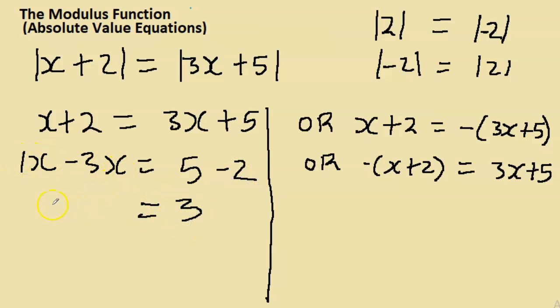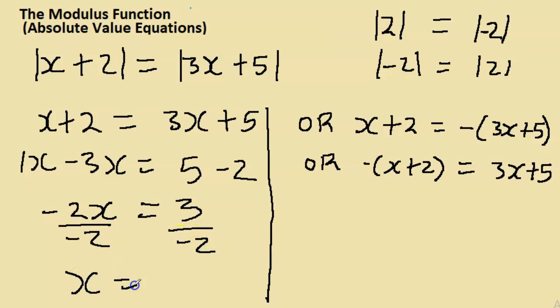1x minus 3x, that's negative 2x. Divide both sides by minus 2. Then x is equal to minus 1.5, because minus 2 into minus 2 gives you 1x, right? Now, if you solve any of these two equations, you'll end up with the same thing. And you can try it. Any of these, you end up with the same solution.